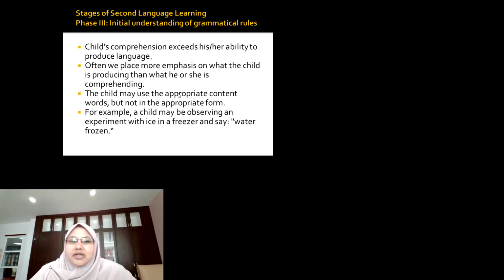And also in the same phase, which is understanding of grammatical rules, the child's comprehension exceeds his or her ability to produce language. This is always common for us also as second language learners. When I speak, you understand. However, it is quite difficult for you to produce or to express yourself using English, for example. So that is the thing that's happening with the child also.